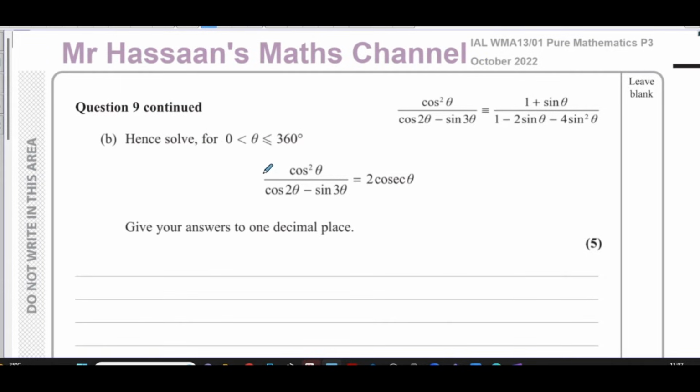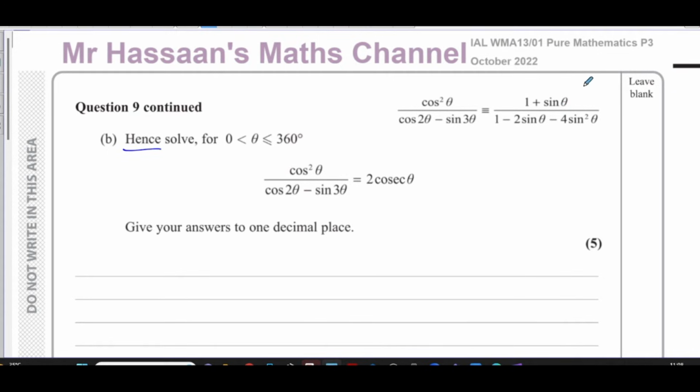It says, hence solve for theta between 0 and 360 degrees, this equation here: cosine squared theta over cosine 2 theta minus sine 3 theta equals 2 cosec theta. So even if you got stuck with A and you went halfway through it and then you couldn't finish it, you still have 5 marks you can salvage from this question, and we can use what they gave us in part A. They told us to show that this becomes that, so we can use the fact that this can be replaced by 1 plus sine theta. Obviously, that's what we have to do because it says hence.